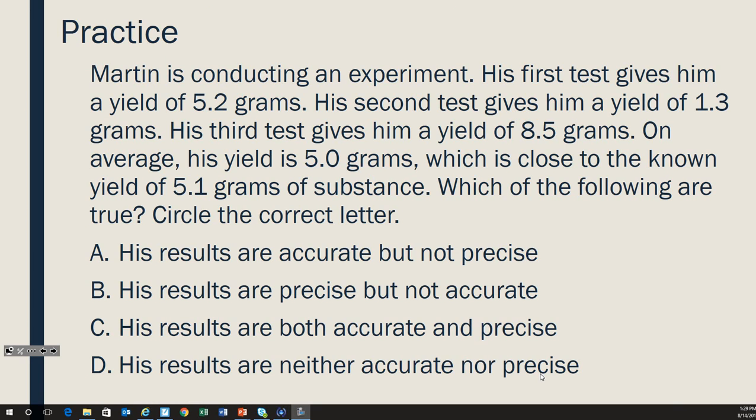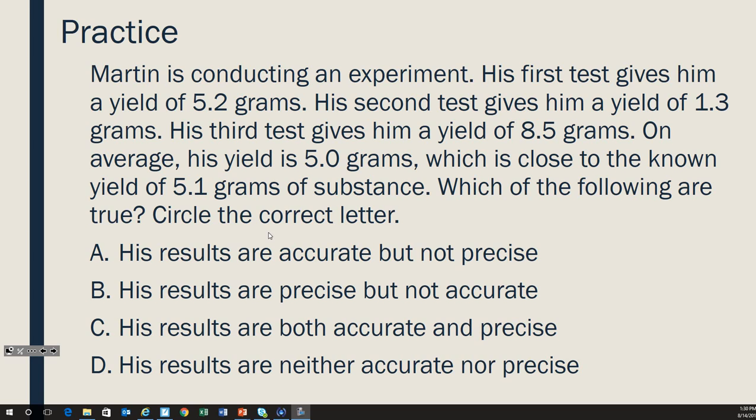So let's do a practice real quick here. You've got some choices here. We're just going to talk about accurate and precise. Martin is conducting an experiment. His first test gives him a yield of 5.2 grams. His second test gives him a yield of 1.3 grams. His third test gives him a yield of 8.5 grams. On average, his yield is 5 grams, which is close to the known yield of 5.1 grams of the substance. Which of the following are true?